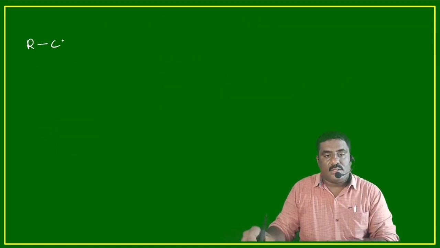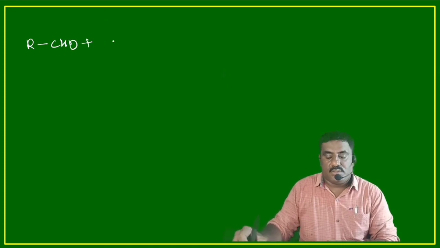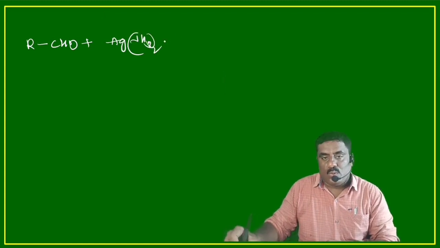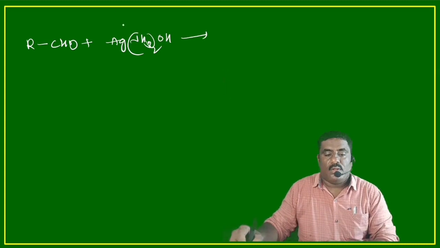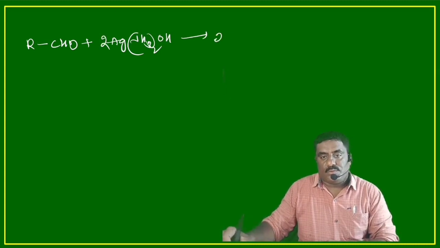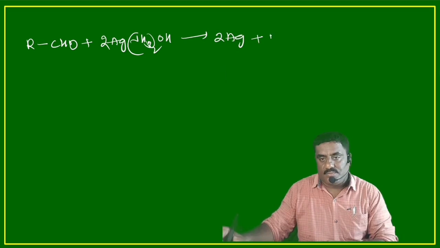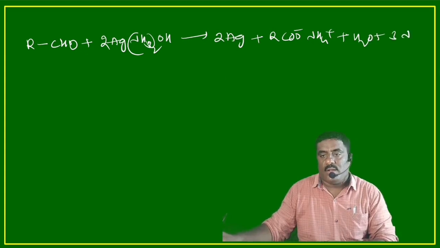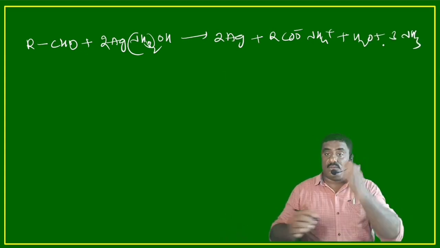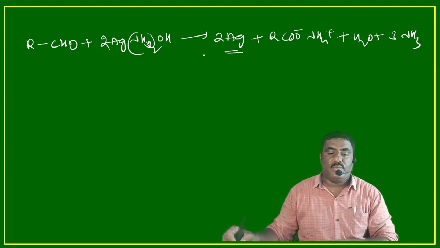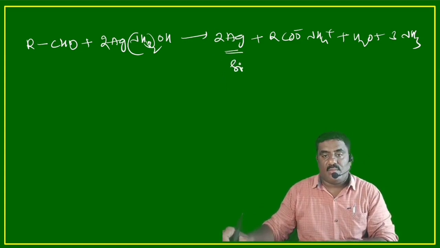What is the test? An aldehyde, or CHO, with the Tollens reagent, Ag(NH3)2OH, gives 2Ag plus RCOO minus NH4 plus H2O and ammonia. So this is Ag. It is the silver mirror test.